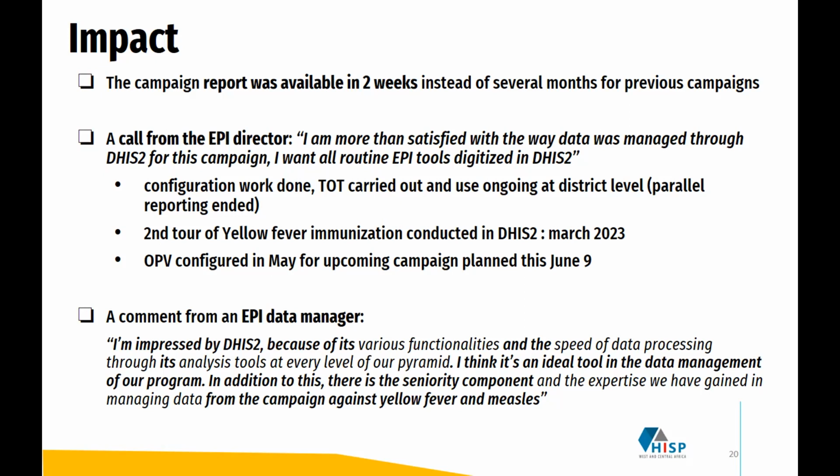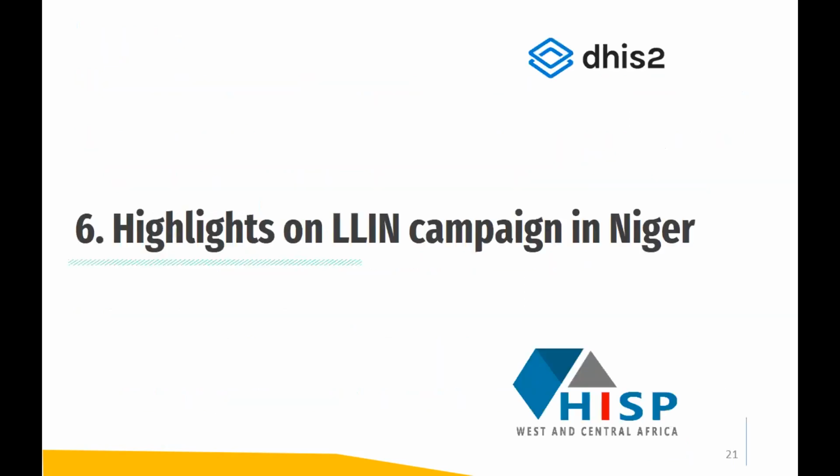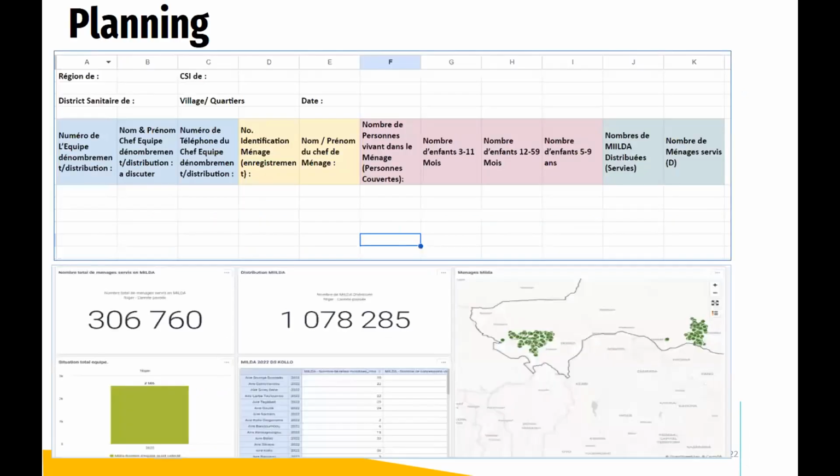What we did, because the configuration work was done, TOT carried, and then we have ended parallel reporting in Congo Brazzaville now. The second tour for yellow fever has also been conducted in DHIS2, and then OPV was configured in May for an upcoming campaign in June. And one of the API data managers was saying that he was very impressed, and he even went further, saying that he's feeling a certain seniority after he has used DHIS2 for this campaign, and he's confident that they'll do more later on. Let me bring you to Niger for a quick snapshot on what we did there.